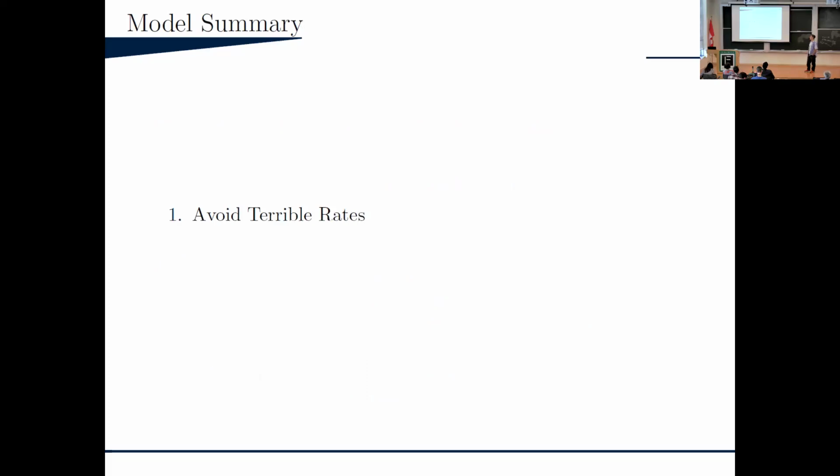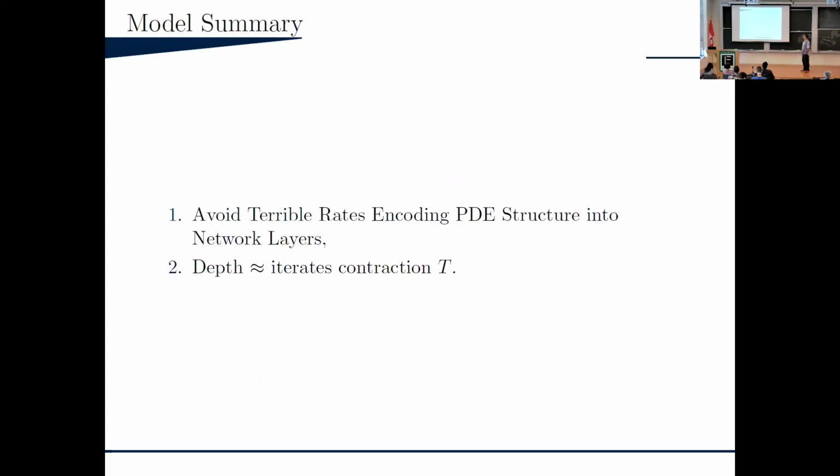In summary, I think this construction is pretty cool. It avoids terrible rates by directly encoding the PDE structure into the neural network. The depth of my neural network has a very concrete meaning. Everyone's always asking, what are neural networks doing? In this case, the depth is encoding iterates of the fixed point contraction operator T. I took away the gamma to make it more beautiful.